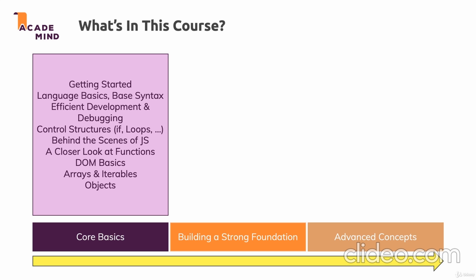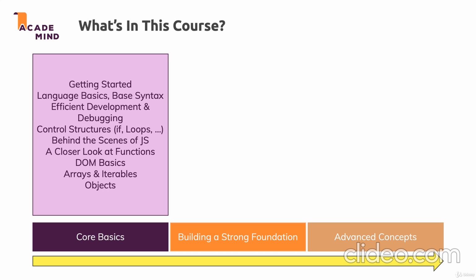We'll look behind the scenes of JavaScript. We'll see what the JavaScript engine does in detail. We'll have a closer look at functions, a very important concept as it will turn out. We'll have a look at DOM basics. DOM stands for Document Object Model, and this will all be about manipulating the web page we're running on, adding content, removing content, and so on. We'll have a look at arrays and iterables, so at lists of data and how we can work with those. We'll have a look at objects, which are super important data structures in JavaScript. And once we're done with that, you will have a solid basic understanding of the JavaScript core syntax and the core features.